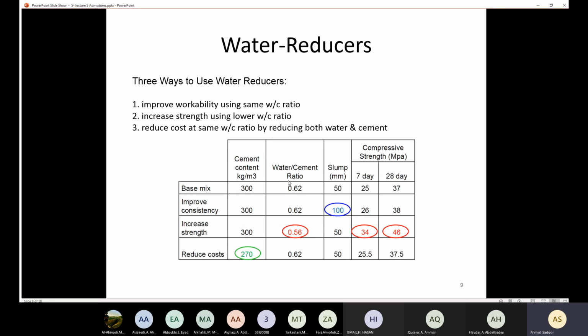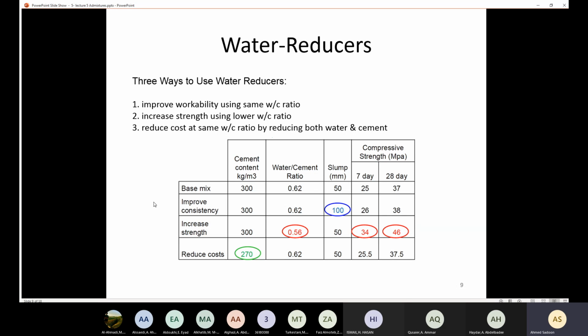The water cement ratio is 0.62. And when we assessed the slump, it came out to be 50 millimeter. And the compressive strength after 7 days came out to be 25 megapascal. And after 28 days, the compressive strength came out to be 37 megapascal. In the base mix, we didn't use the water reducers. So the base mix is without water reducers.